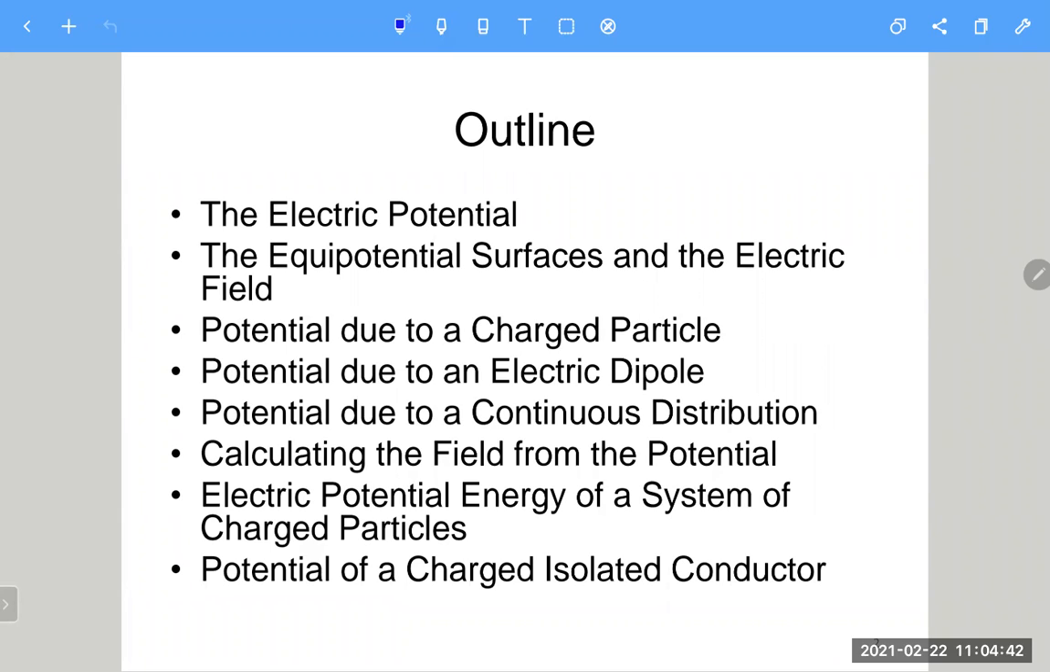So this is the outline. We'll talk about the electric potential, equipotential surface, and the electric field. And similar to the previous chapter, we will mention how to calculate the potential due to different geometric structures.